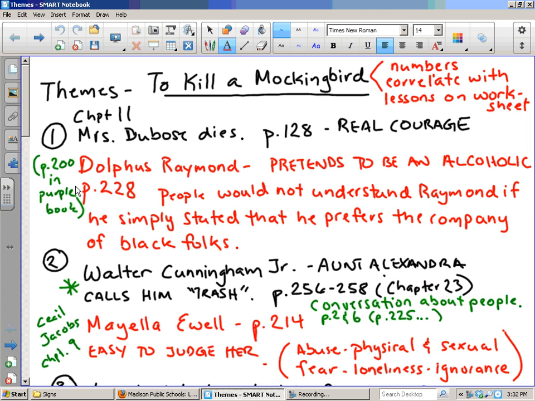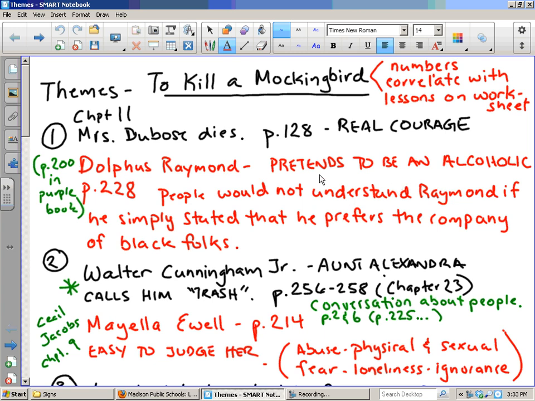Another wonderful character that illustrates this is Dolphus Raymond. Everyone believes that Dolphus Raymond is an alcoholic, but in reality, we find out on page 228 if you have the tan book, and as you see here on page 200 if you have the purple book, that Dolphus Raymond himself says that people would not understand him if he simply stated that he prefers the company of black folks. Here we see that when we look at Dolphus Raymond's point of view, we can understand why he chooses to marry a black woman as a white man and why he chooses the company of black folks over white folks.